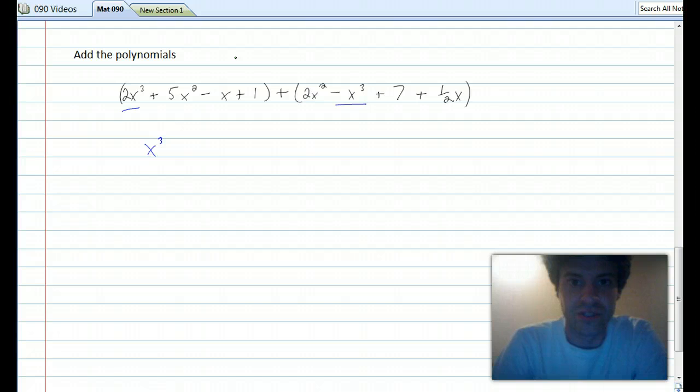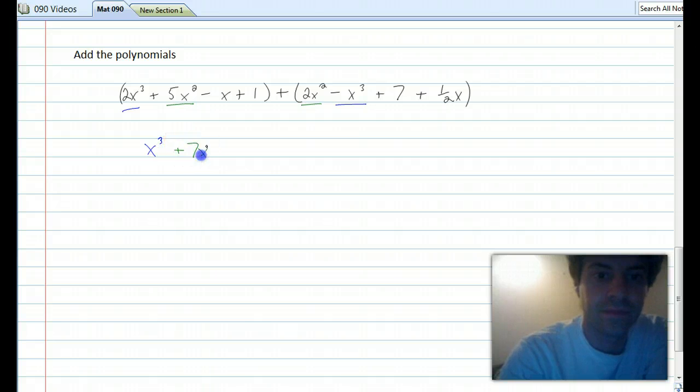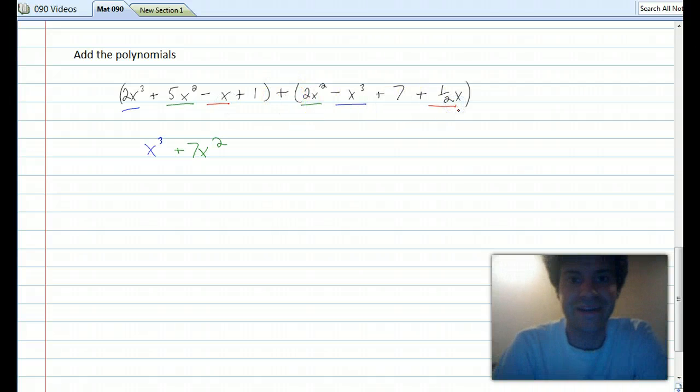Let's go to the next terms. Let's go to the x squared terms. I see a 5x squared plus a 2x squared. That's going to leave us with 7x squared. Now let's look at the x terms. I see a negative x plus a 1/2 x.